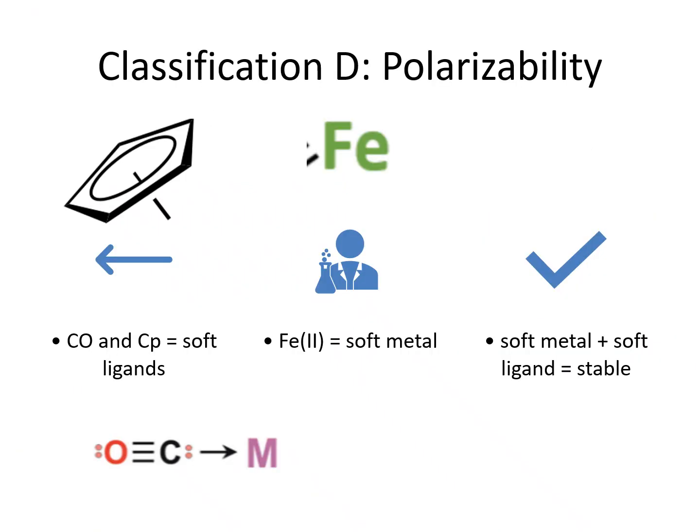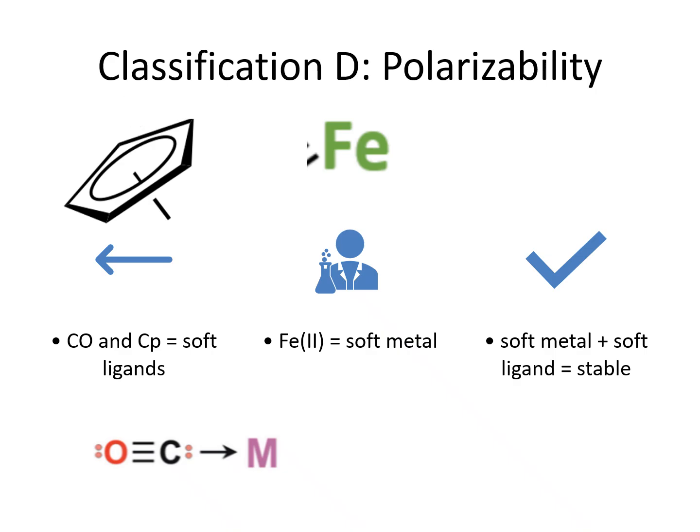In the fourth classification, the ligands are classified based on their polarizability. The cyclopentadienyl ligand is a soft pi donor ligand because its aromatic pi system is highly delocalized, which makes it readily polarizable. The delocalization allows the ligand to adjust its electron density to iron's electronic requirements.